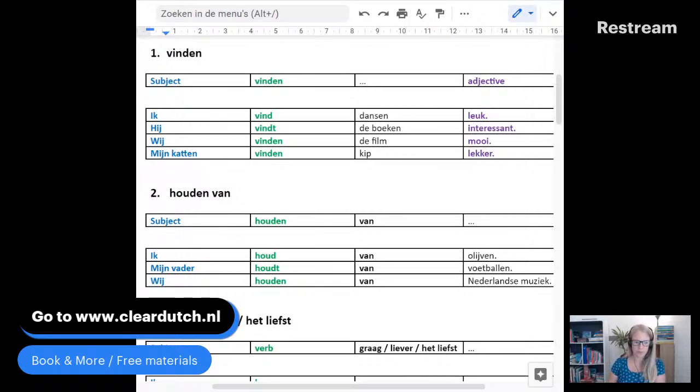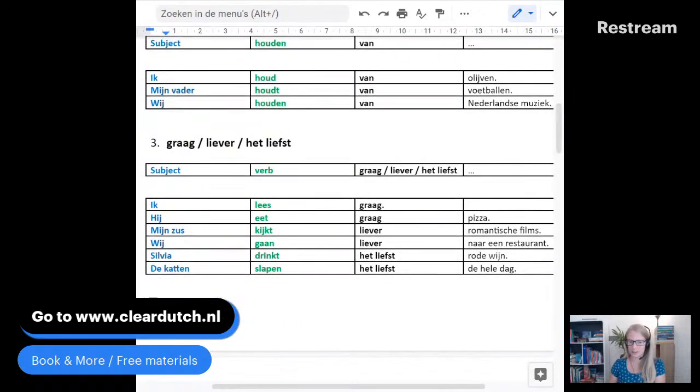Heel goed. Okay, let's get to the last part of today. It's almost time already as well. So I was planning for 1 hour. And that is the one about graag. Now you also see some with liever and het liefst. For now I want to stick to graag only, which I think is a bit more difficult to use than the other two. But we still use all three of these options regularly. So yeah, you're going to need all of them eventually.